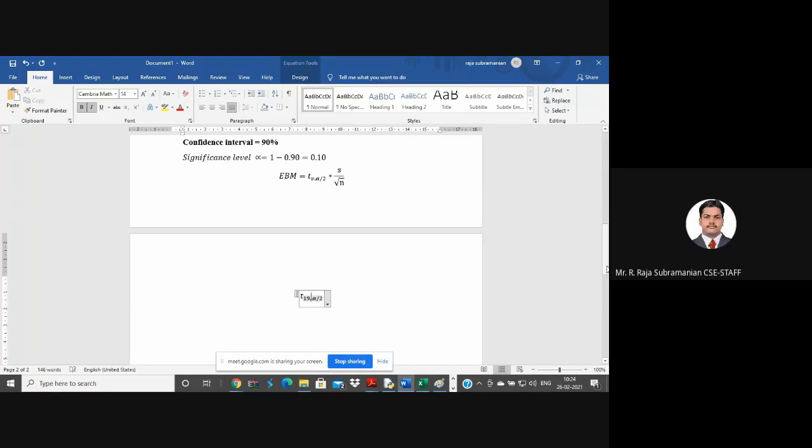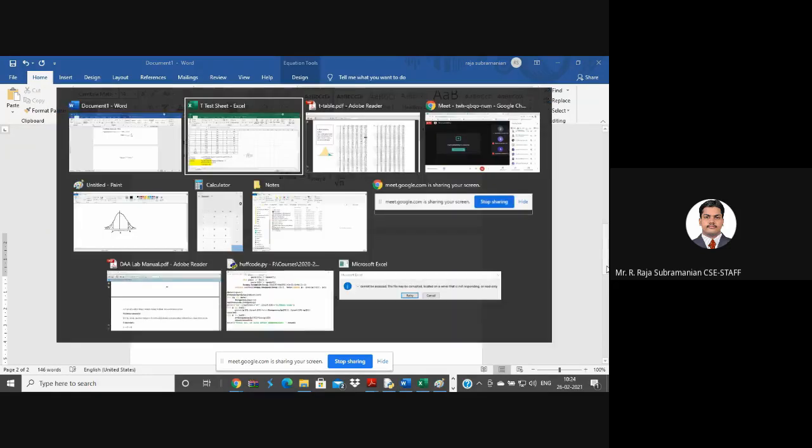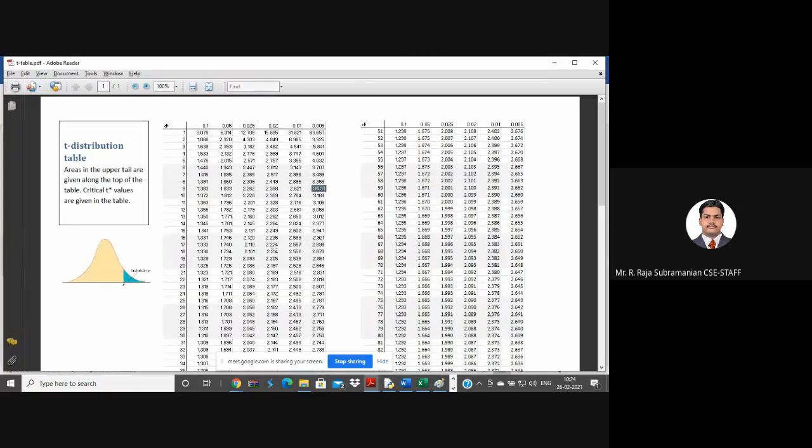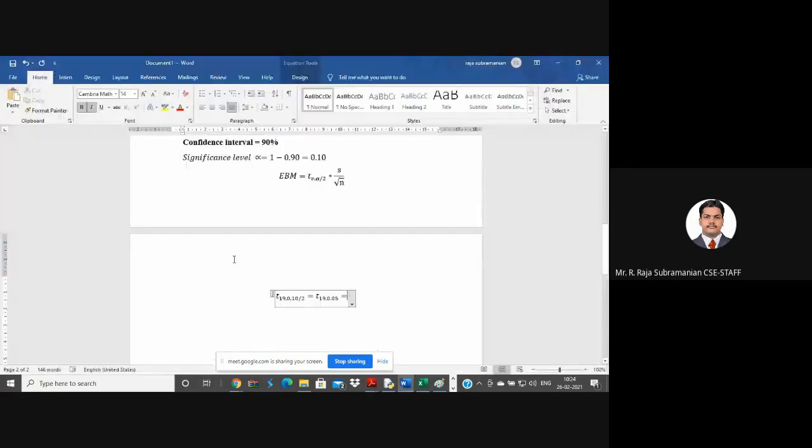So 19 comma 0.10 divided by 2, and like you say, it is going to be 0.05. That is 19 comma 0.05, which will be equivalent to, I go to the T table, where is 19? Here it is 19, and in 19 I should take 0.05. So what is the value? 1.729. I write it here.